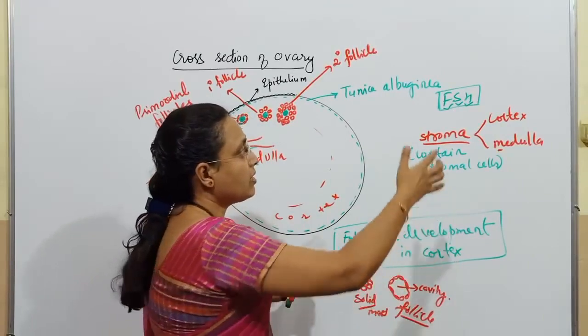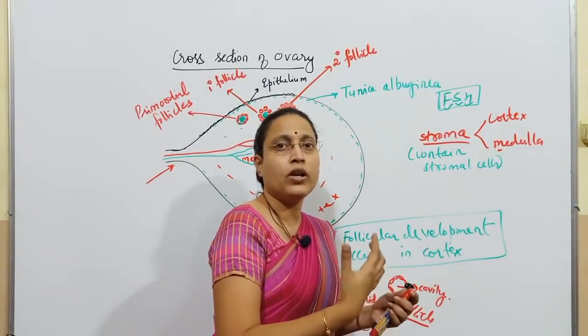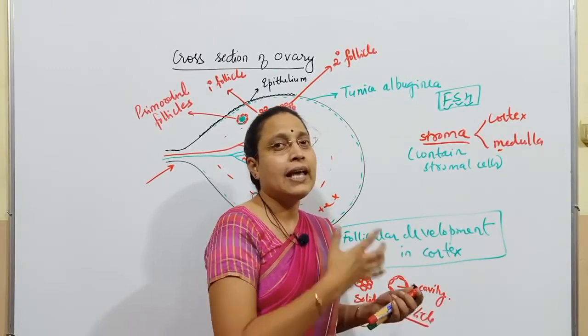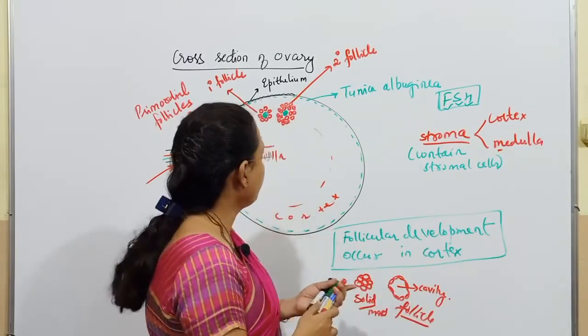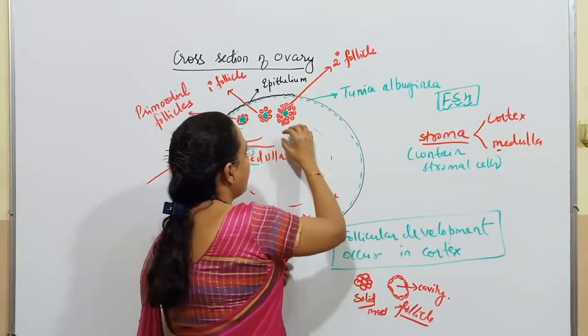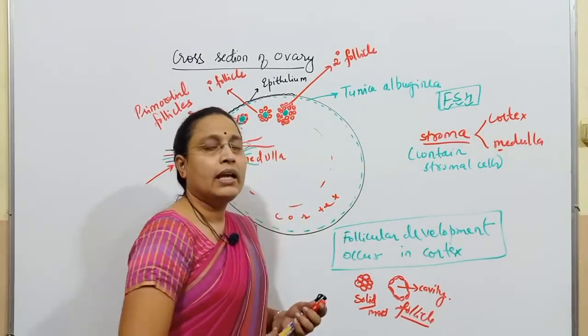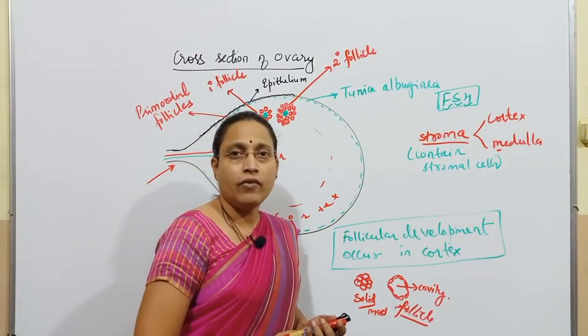Now further development occurs. Follicle stimulating hormone is there, so development can occur. When follicle stimulating hormone is not sufficient, then follicles can't develop. Now from the secondary follicle, further layers of follicular cells keep on adding to form the tertiary follicle.